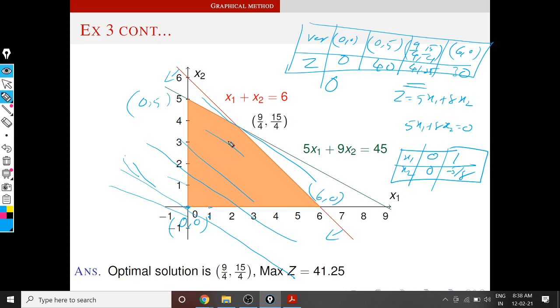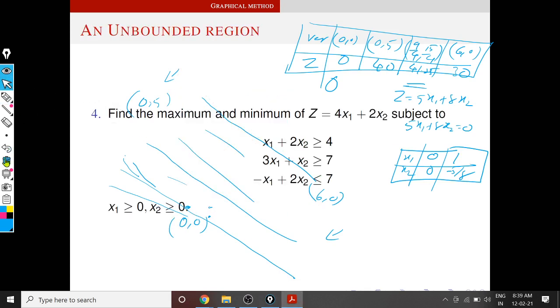To find that, you simply solve these two vertices and find the value of z. That's all. Anyway, this is the idea, and we have one more problem.